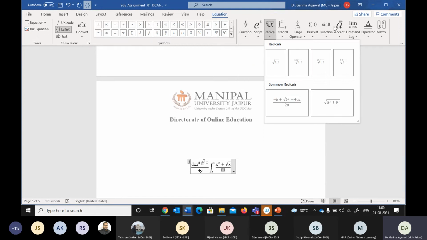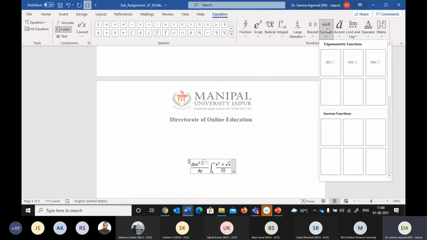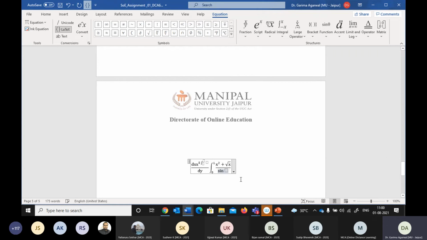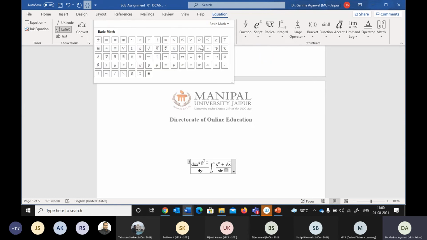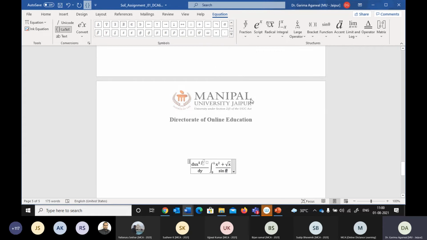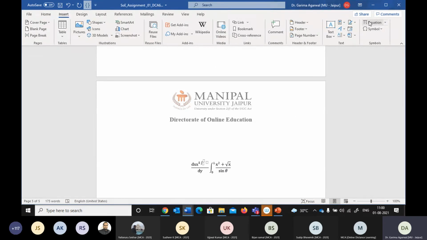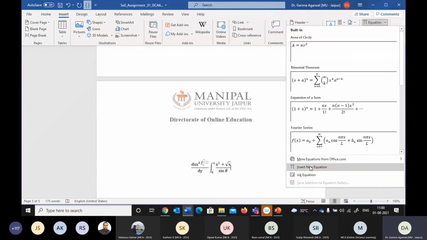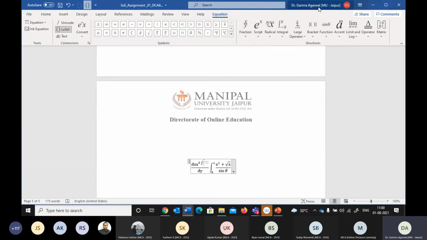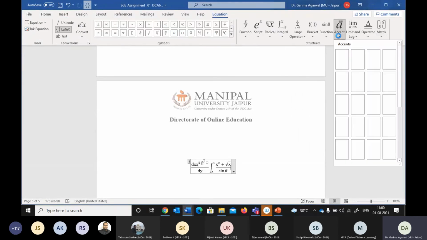Then if I need to write something like sine theta, you can directly write sin through your keyboard. Theta you can take from there. This one is theta, right? Insert equation, insert new equation. Please explore all these steps.